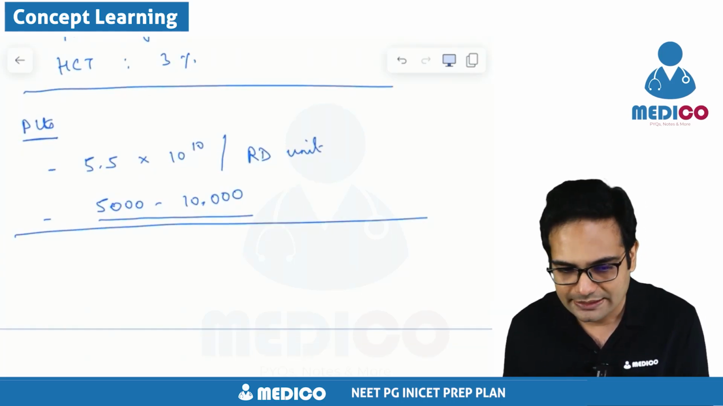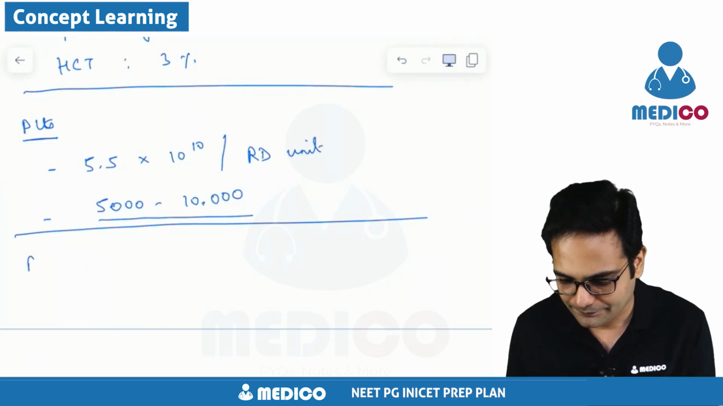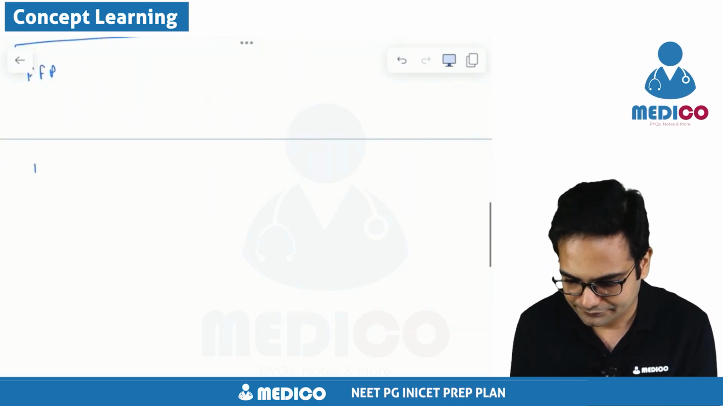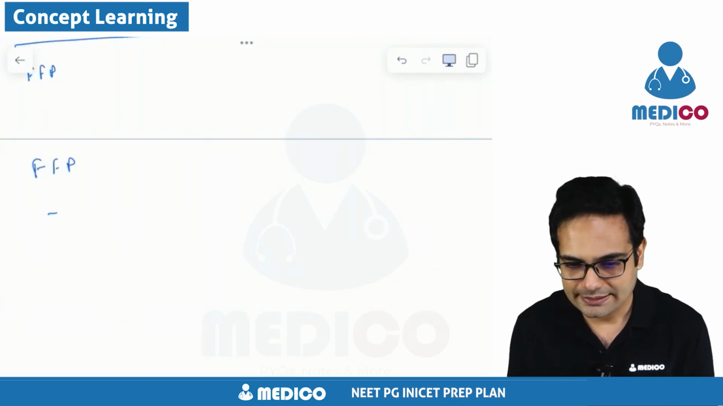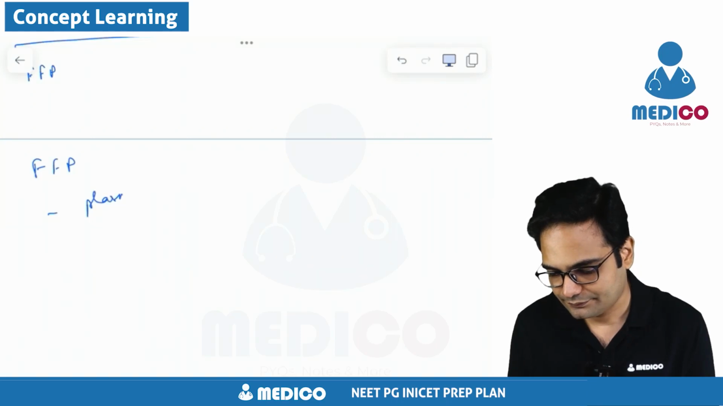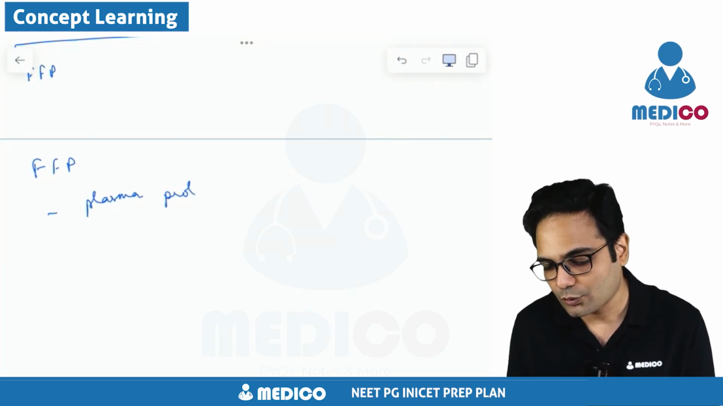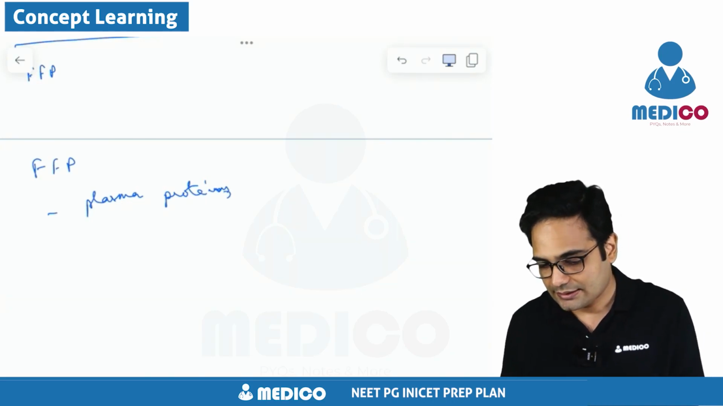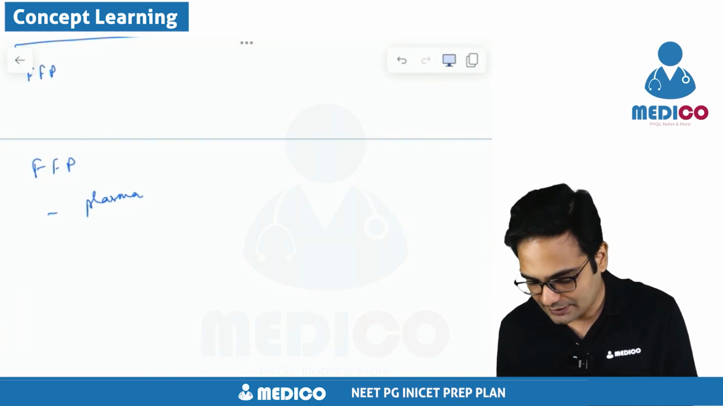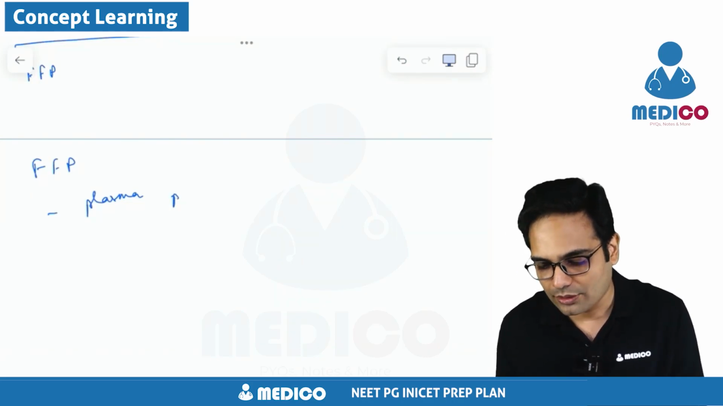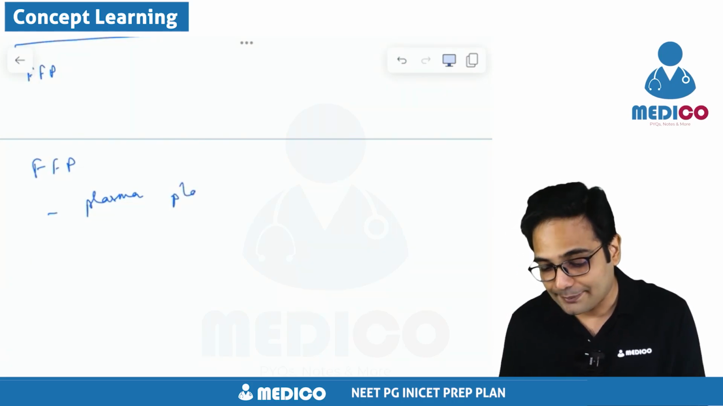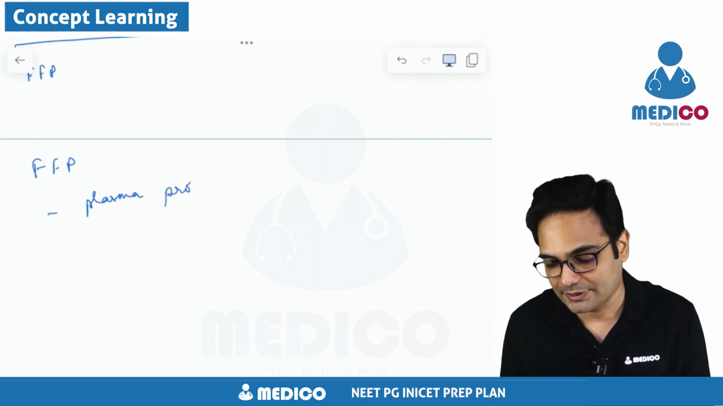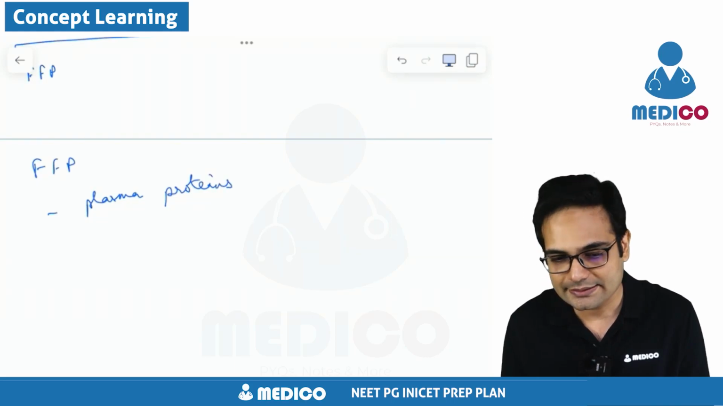Next, you have something called fresh frozen plasma. It contains plasma proteins. You would have noticed while doing your internship that whenever a patient has hypoalbuminemia or hypoproteinemia and the patient is in ICU setting or in the wards maybe, because albumin is expensive, we might give fresh frozen plasma, because it contains plasma proteins.